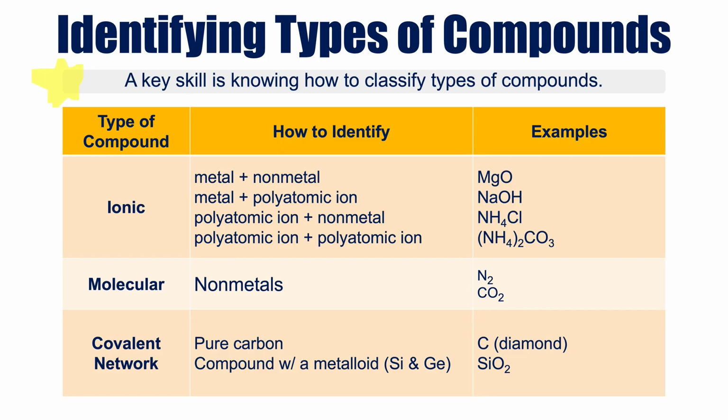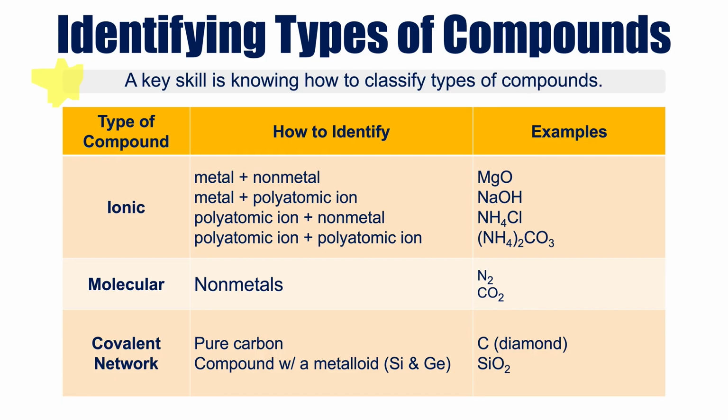A molecular compound is just going to be made up of nonmetals. For example, diatomic nitrogen, N2, carbon dioxide, CO2, and water, H2O, are all examples of molecular compounds. Whereas a covalent network compound is either made up of pure carbon, sometimes called elemental carbon, which is when carbon is just by itself. You'll see carbon's symbol, and next to it in parentheses, it's going to say what form it's in, either C diamond or C graphite.